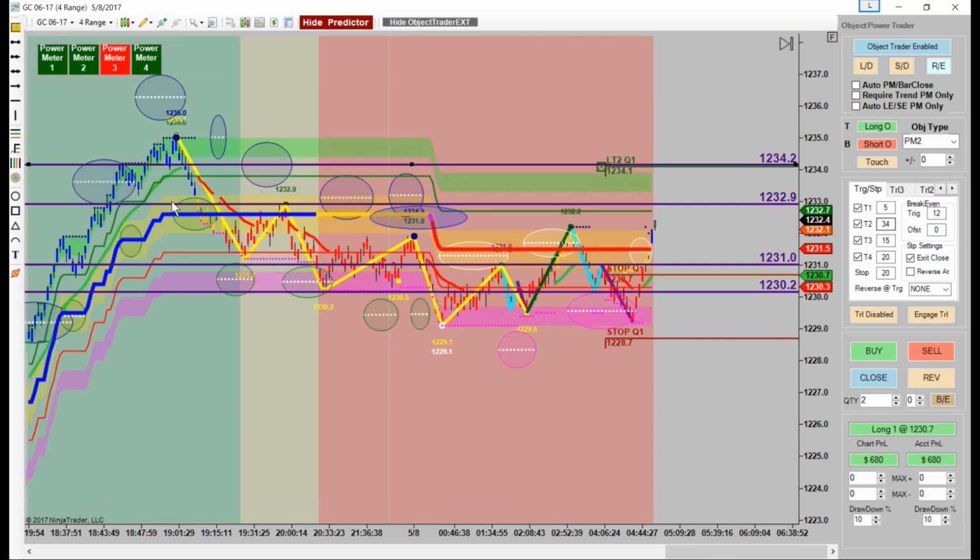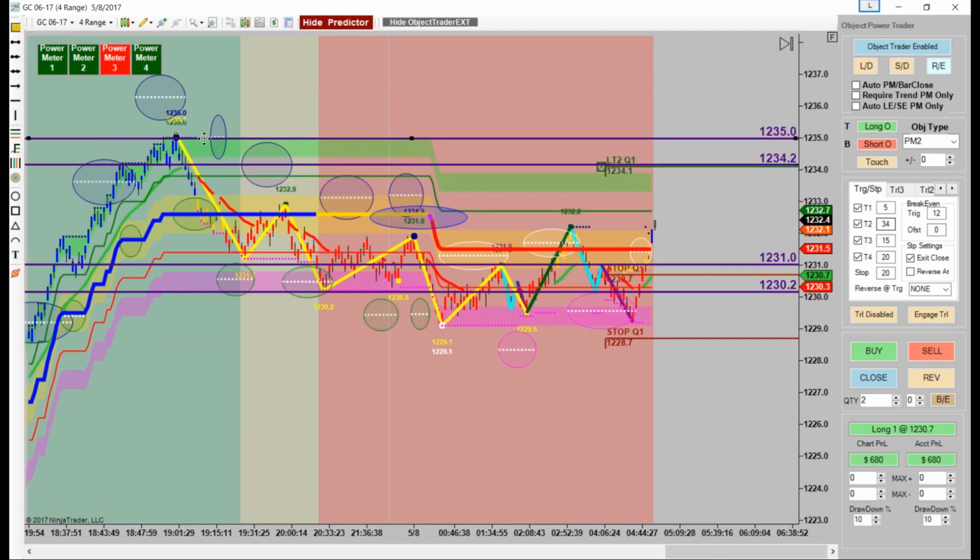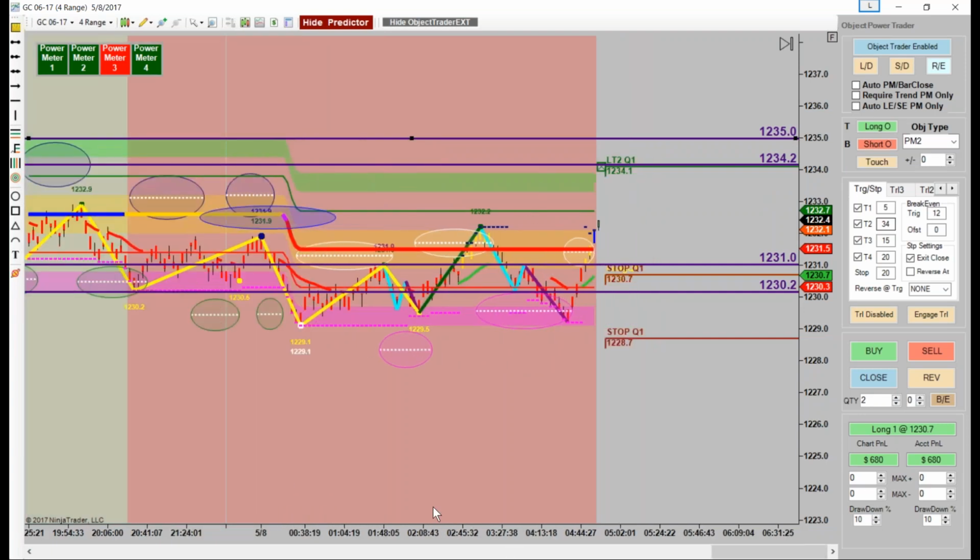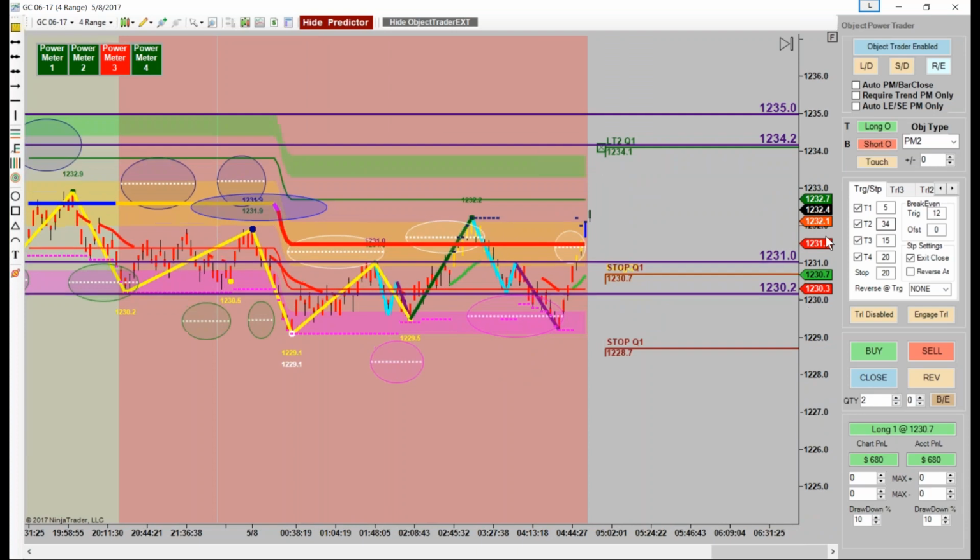See that right there? And then you got to look to the next level. And you just draw on your charts. That's the way it's done. Okay, let's see what we get out of this. We did get our reversal, by the way.